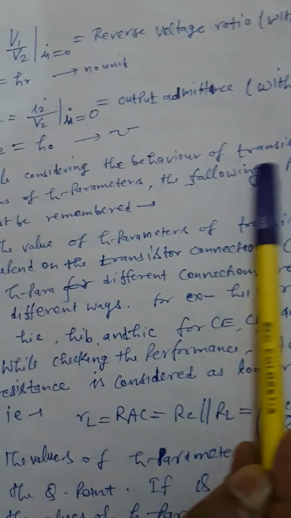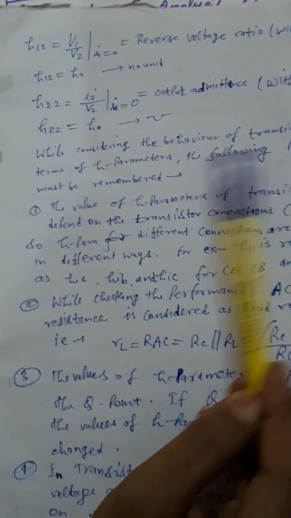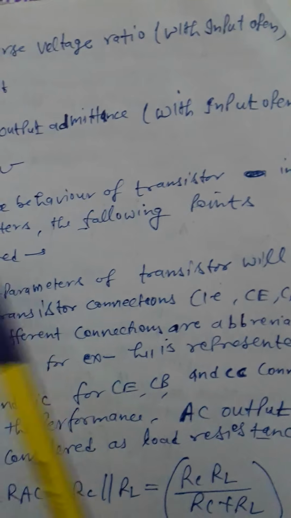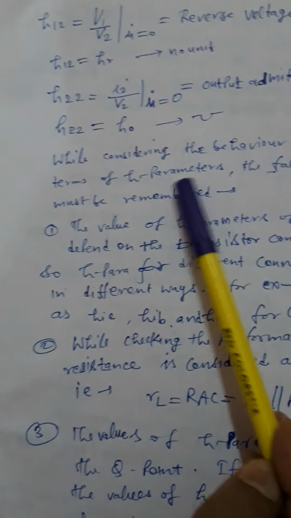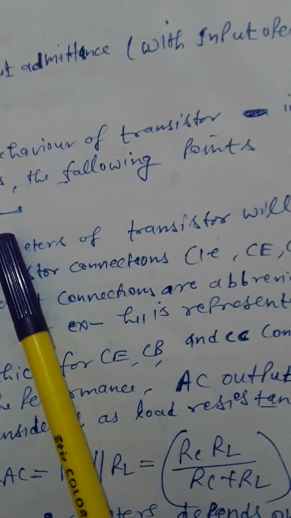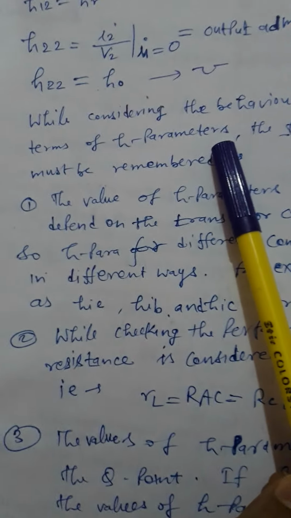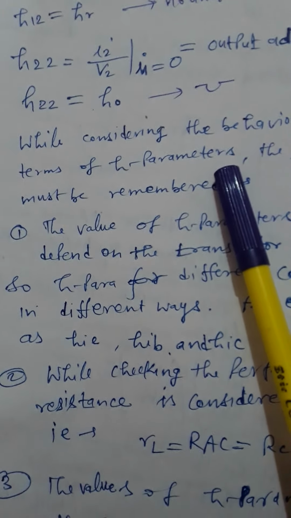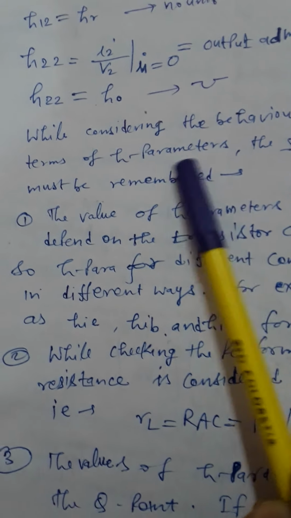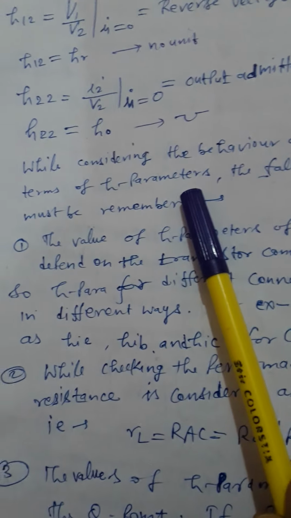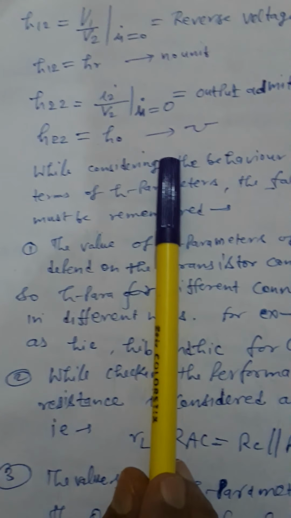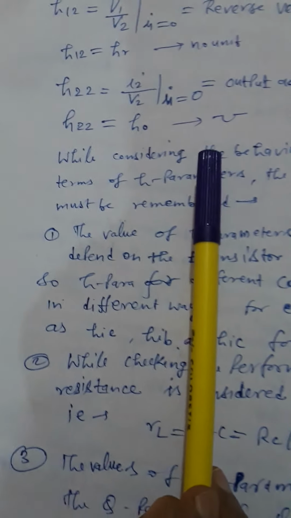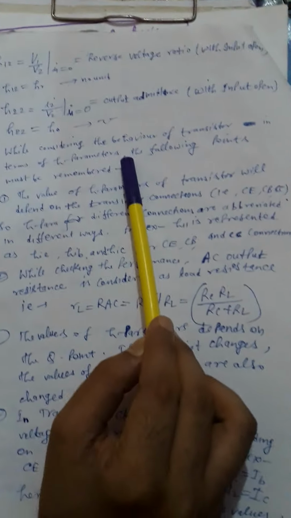While considering the behavior of a transistor in terms of H parameters, you should remember the following points. You know why we use the H parameter model? We use the H parameter model for simplicity in calculations, for ease of calculation. Whenever you are using the H parameter model to calculate parameters such as input impedance, output admittance, etc., you have to remember these points. Now, point number one, see here.